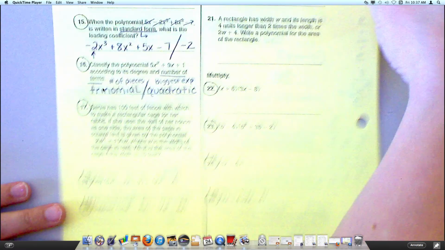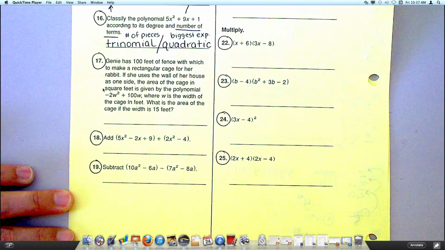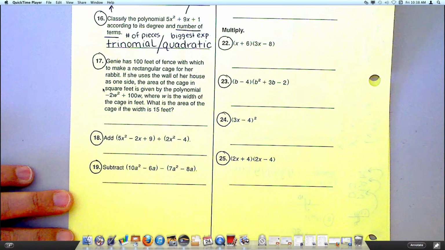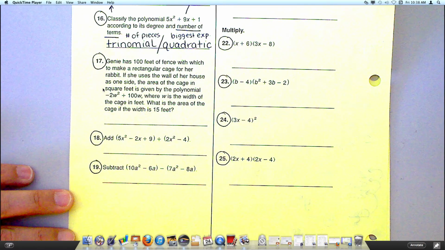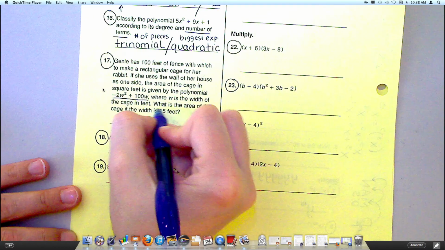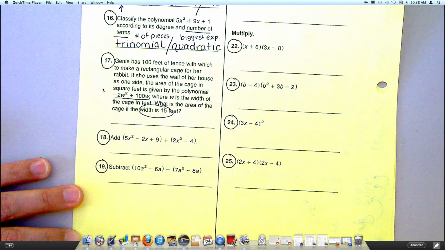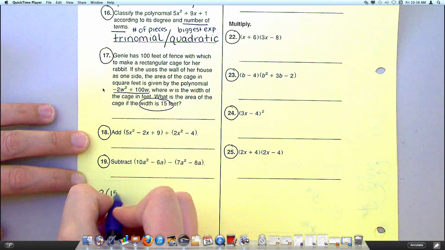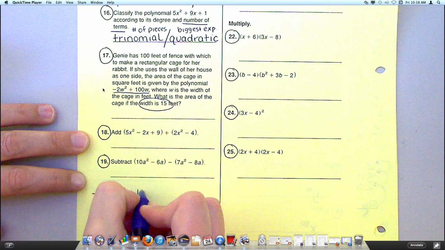Okay, 17. Jeannie has 100 feet of fence to make a rectangular cage. If she uses the wall as one side, the area of the cage is given by this formula. Many of you are going to freak out when you see this, right? There's a lot of words here that we don't really care about, because it's giving you this formula where W stands for the width, and then it tells you that the width is 15. So all I really want to do is negative 2 times 15 squared plus 100 times 15.